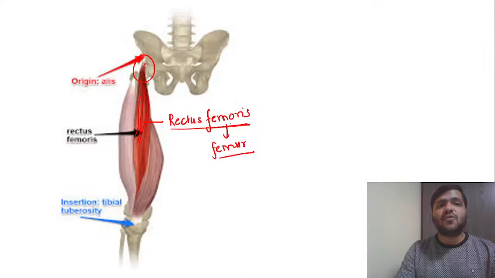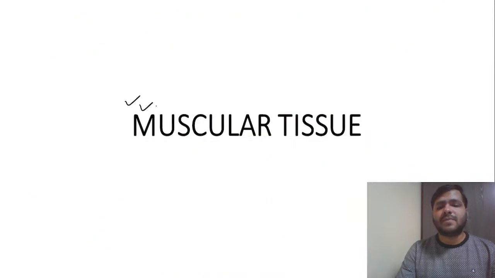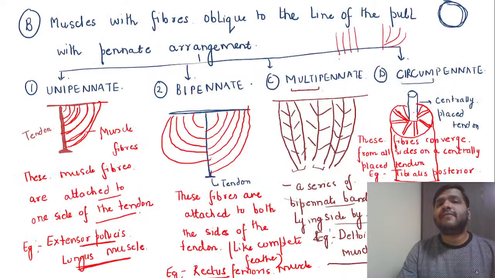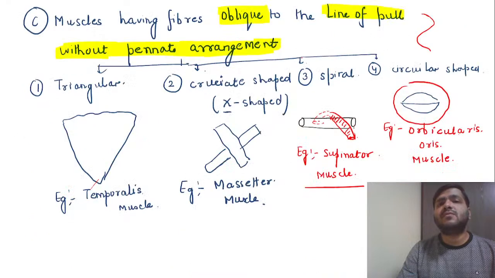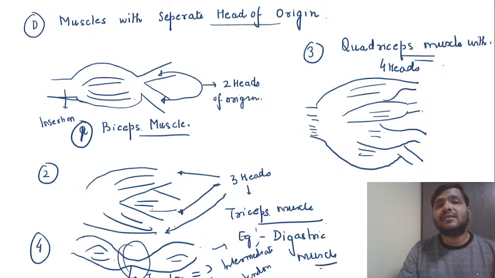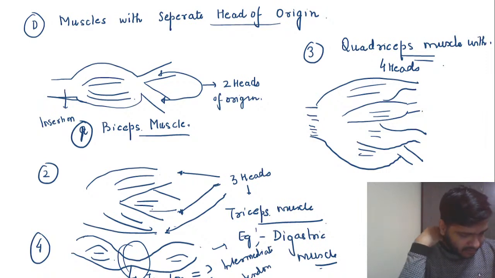I hope all the four parts are clear as of now. All the four types that I have discussed with you are clear. The first: fibers parallel to the line of pull. The second: fibers oblique to the line of pull. The third: fibers oblique to the line of pull without pinnate arrangement; the former one was with pinnate arrangement. And the last one has separate heads of origin.